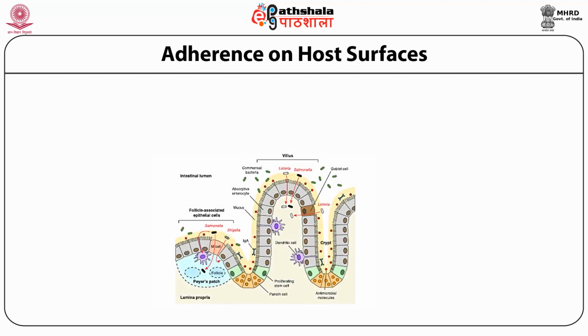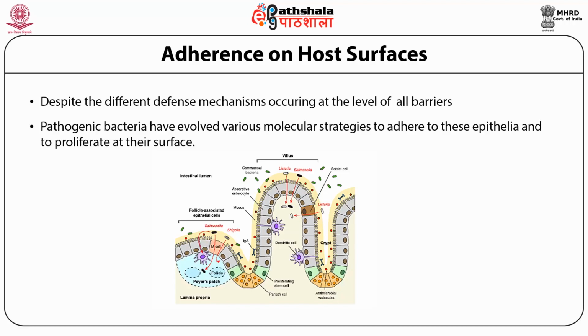How do pathogens adhere to the host surfaces? It is important to understand how some bacteria can enter and proliferate inside host cells, and finally how pathogens may cross epithelial or endothelial host barriers and get across to internal tissues, leading to severe diseases in humans. Despite the different defense mechanisms, the pathogens adhere to the host and then enter the host.